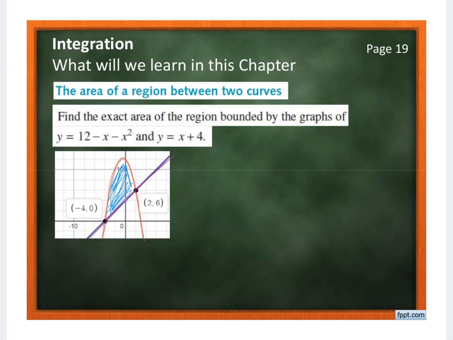We can see that the curve is above the line. So y1 is above, and y1 is 12 minus x squared. The one below is the line, x plus 4. To find the bounded area, find the borders where y equals y. So x plus 4 equals 12 minus x squared.